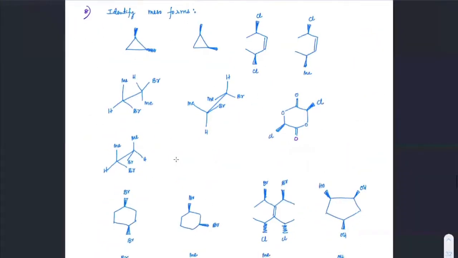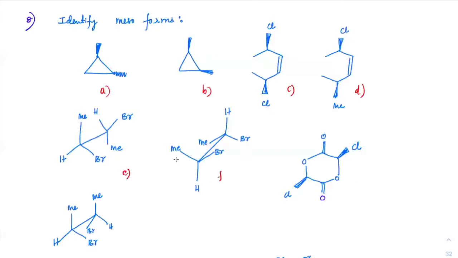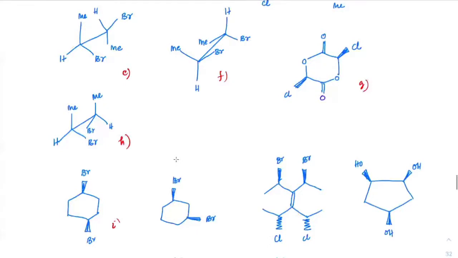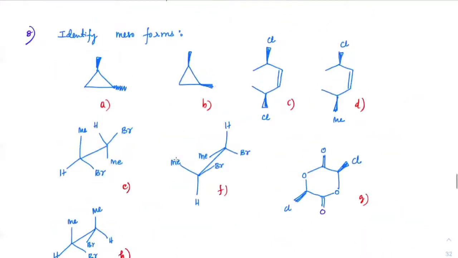Out of this question, fast. Not more than 2 minutes. You have to find out how many of these are mesoforms. I'll just give the numbering to everyone: A, B, C, D, E, F, G, H, I, J, K, L, M, N, O, P.